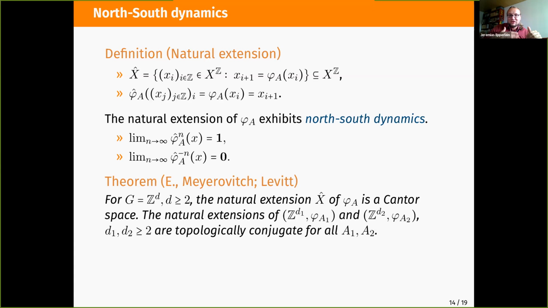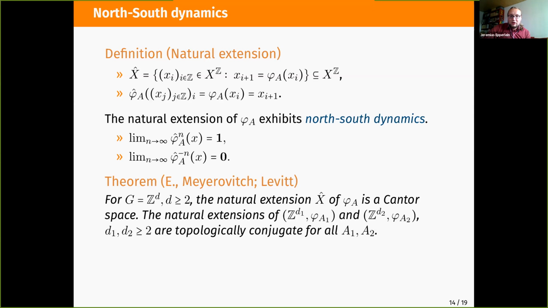Right. So you have one attracting fixed point and one repelling fixed point, and the repelling fixed point repels everything that's not the attracting fixed point, and the attracting fixed point attracts everything that's not the repelling fixed point. And you can ask yourself how many such systems there are on the Cantor set, and Levitt proved that on the Cantor set you actually have, up to topological conjugacy, only one such system.